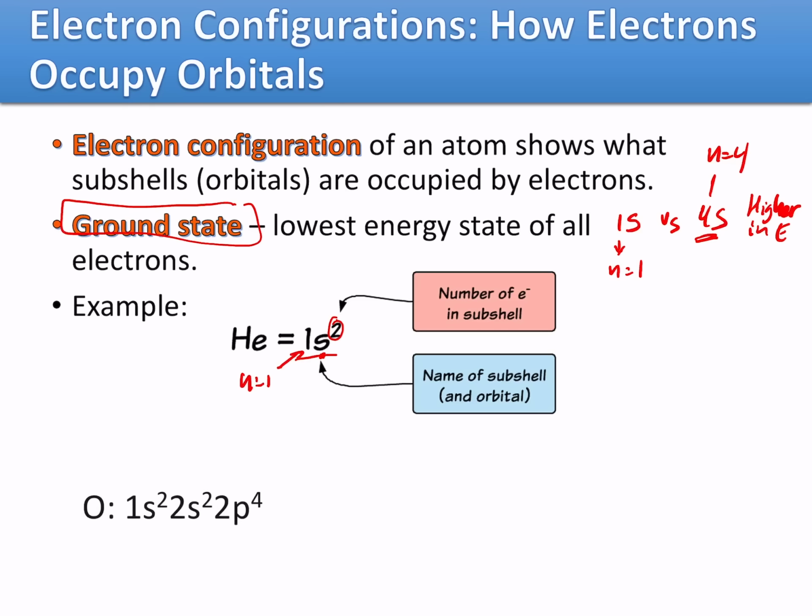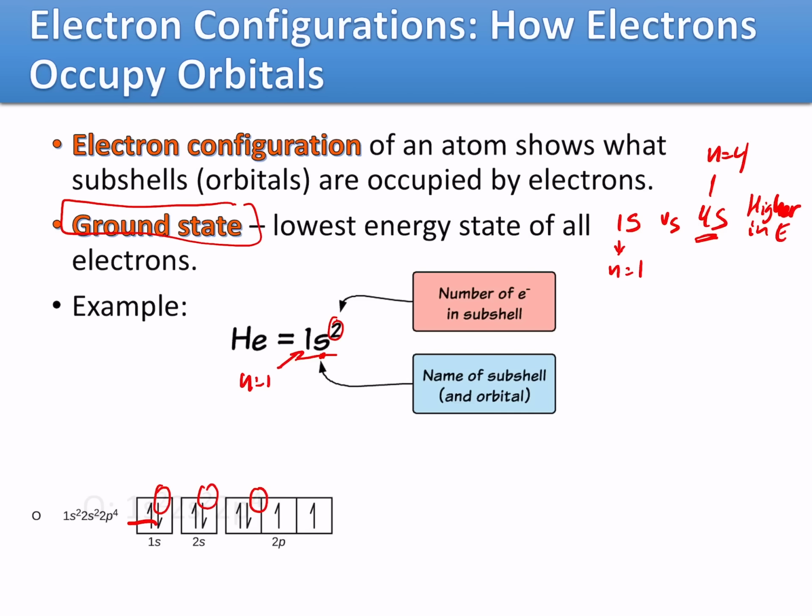So oxygen will look something like this. You have basically 2 electrons in a 1s orbital, 2 electrons in a 2s orbital, and 4 electrons in a 2p orbital. And you may be thinking, but didn't you say that you can only put 2 electrons in an orbital? Yes, I said that. But you have to remember that the s orbital is just one orbital. However, the p orbital is actually three different orbitals.